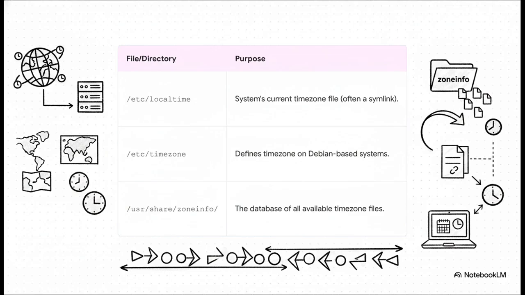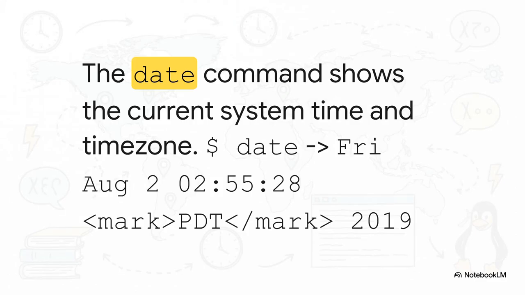To set the time for your system, a special file is created at /etc/localtime. And usually, this file is what's called a symbolic link. You can just think of it as a shortcut that points to the correct time zone file inside that big database. So, what's a quick and easy way to see what your system thinks the time is? Just type date into your terminal. That's it. The output will give you the full date, the current time, and importantly, the time zone abbreviation it's using, like PDT for Pacific Daylight Time here.